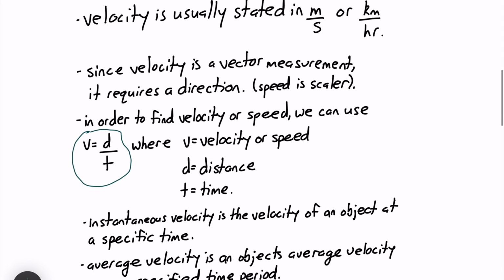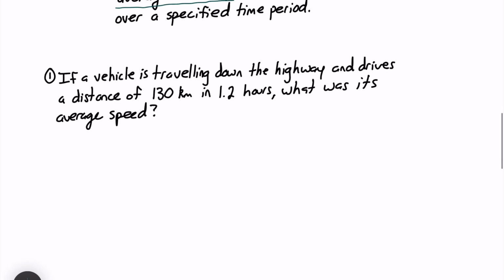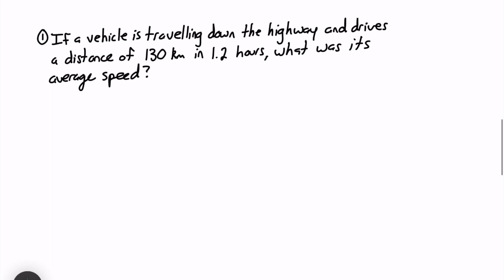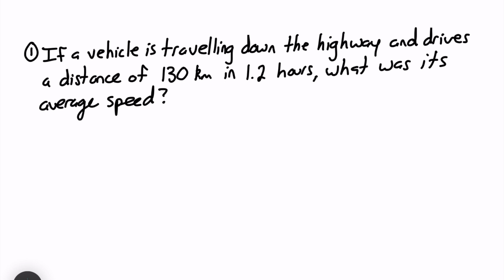A couple more words to take a look at here. We might come across these definitions as we work our way through this video. Instantaneous velocity is just the velocity of an object at a specific time in that object's journey. And average velocity is just an object's average velocity or speed over a specified time period. We have a few examples here that we will work through. We'll use that equation up above in practice and see if we can make some sense of it.